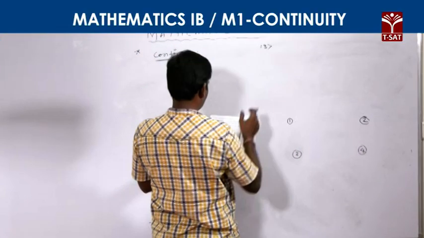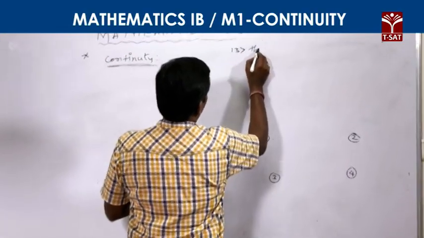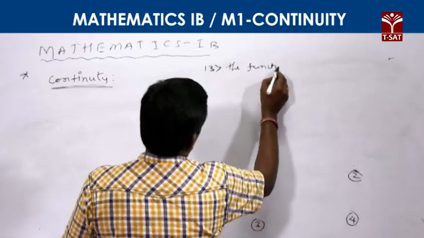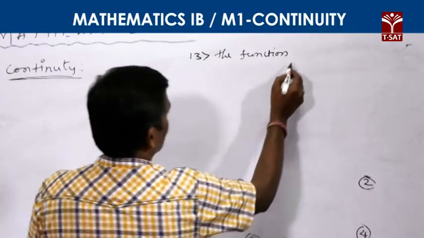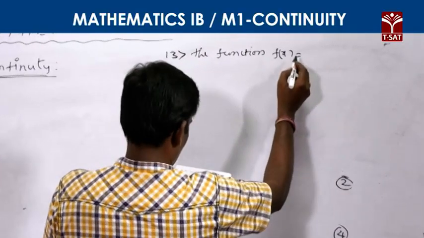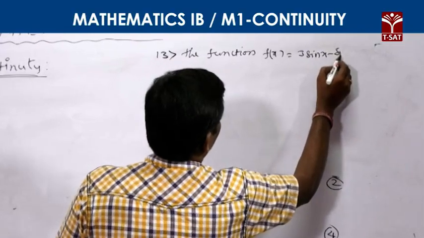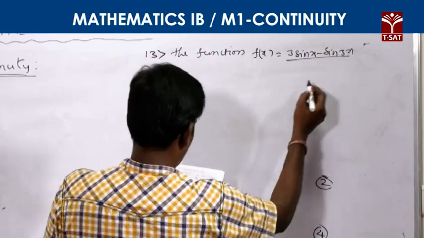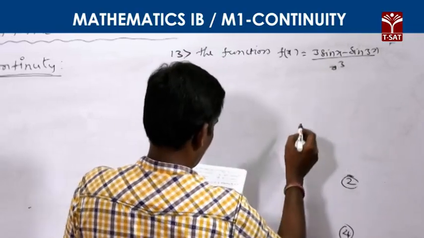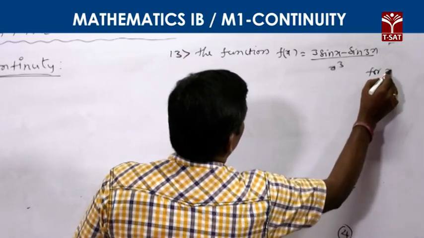Next, the 13th question. The function f of x is equal to 3 sin x minus sin 3x by x cube for x not equal to 0.